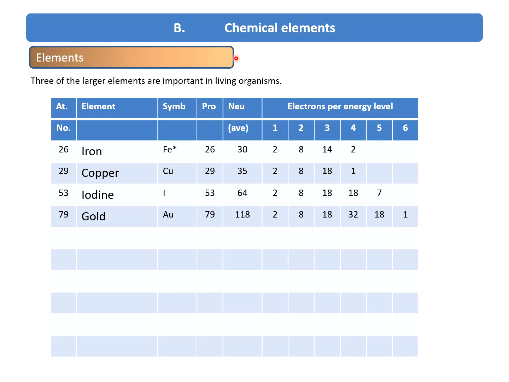Here are 4 other elements for comparison. Number 26, iron, has 26 protons and 26 electrons. Number 79, gold, 79 protons, 79 electrons. Notice the neutrons. Gold has almost 200 heavy particles, whereas iron has roughly 60 heavy particles. So if you have a bar of iron the same size as a bar of gold, gold weighs almost 3 times as much.